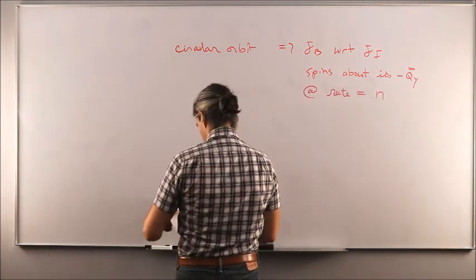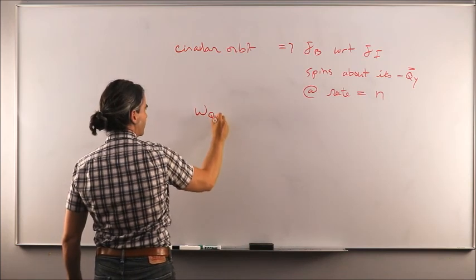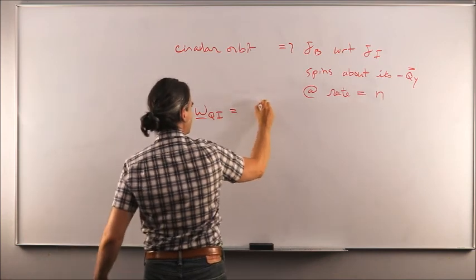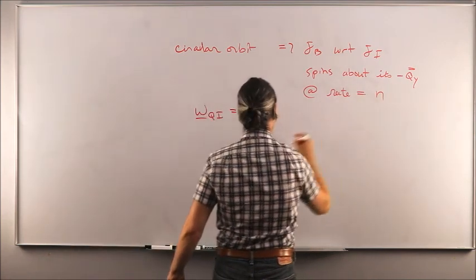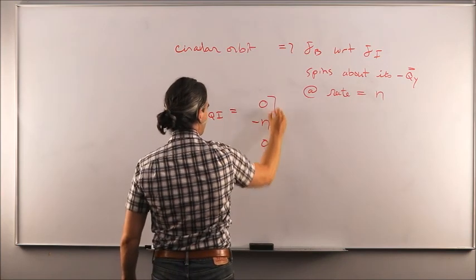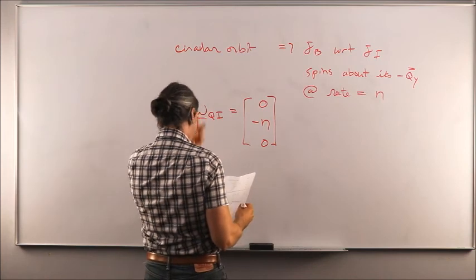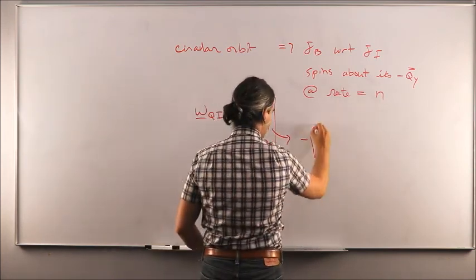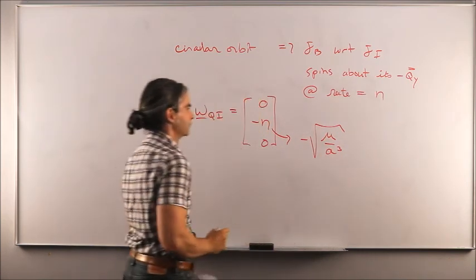Because this allows us to write the last term in the omega bi equation, which was omega qi, in terms of components, to be equal to 0, minus n about the minus y direction, and 0 about the z direction, just like that. And by the way, this minus n will be equal to minus the square root of mu over a cubed, as a constant.